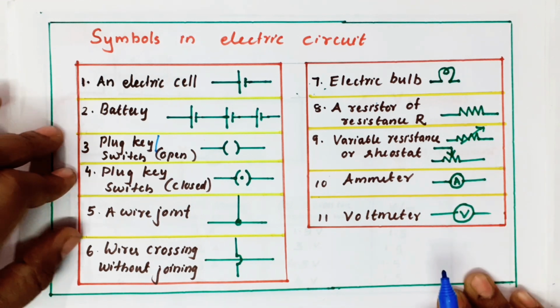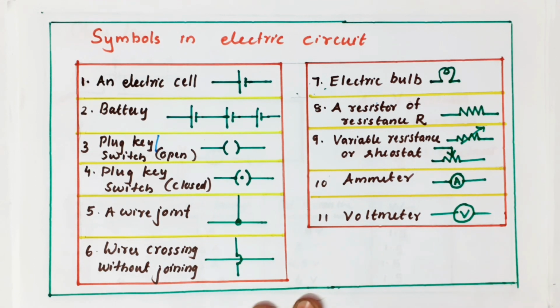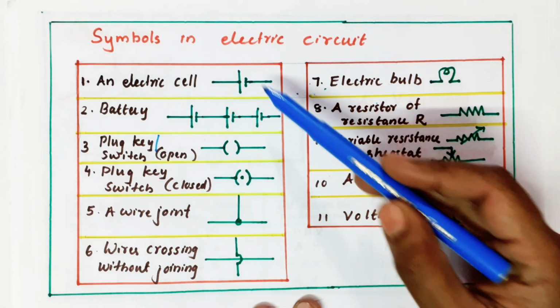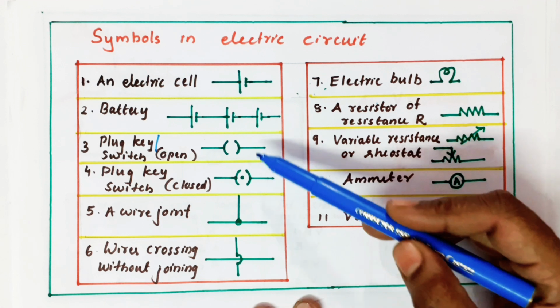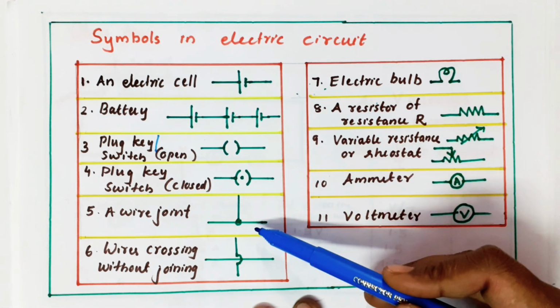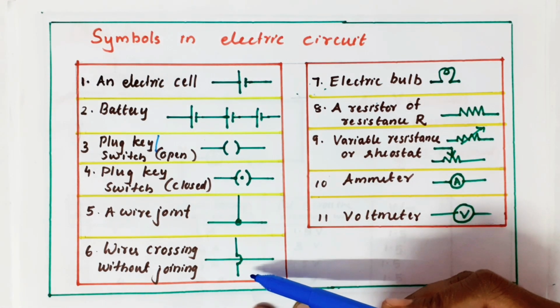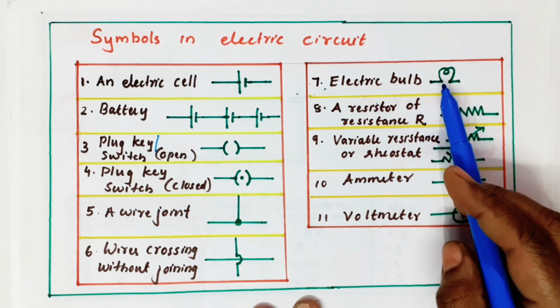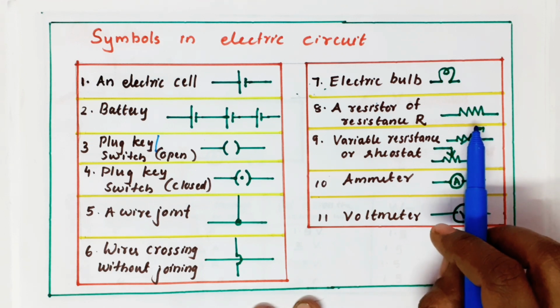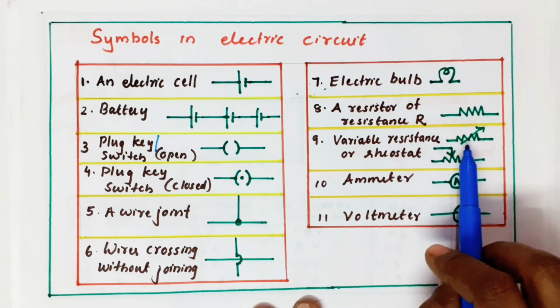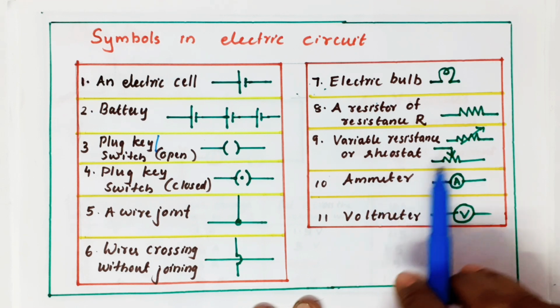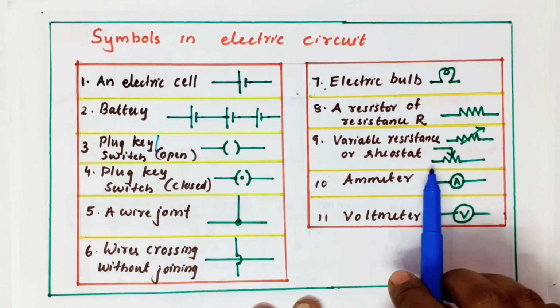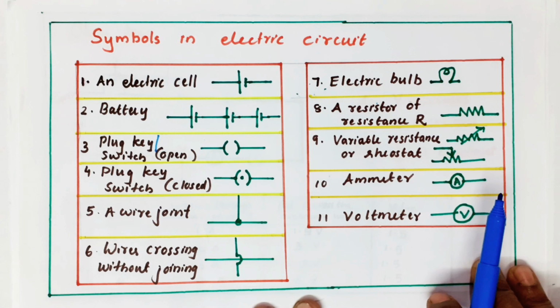So I discussed 11 elements. There are more elements in electric circuits, but now we need only these. So see: cell, battery, key open, key closed, wire join, wires crossing without joining, electric bulb, resistance or a resistor, variable resistance which is also called rheostat, ammeter and a voltmeter.